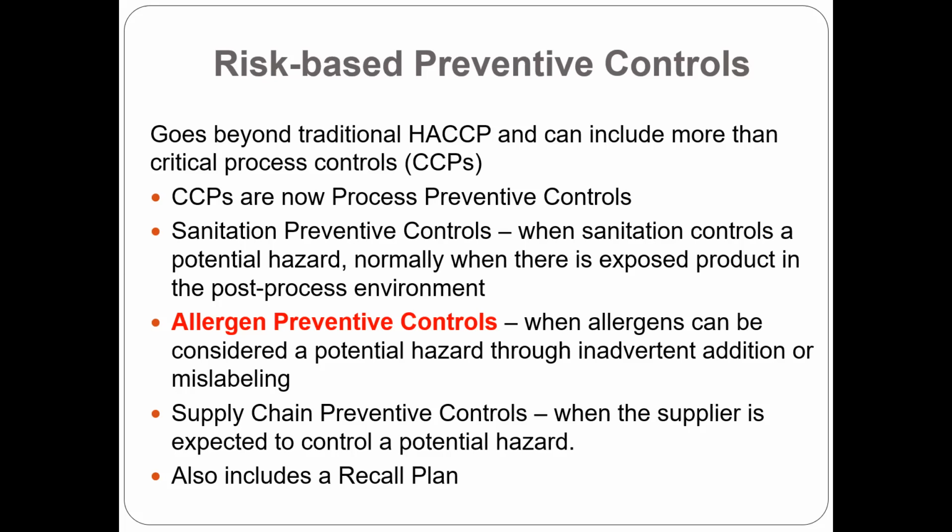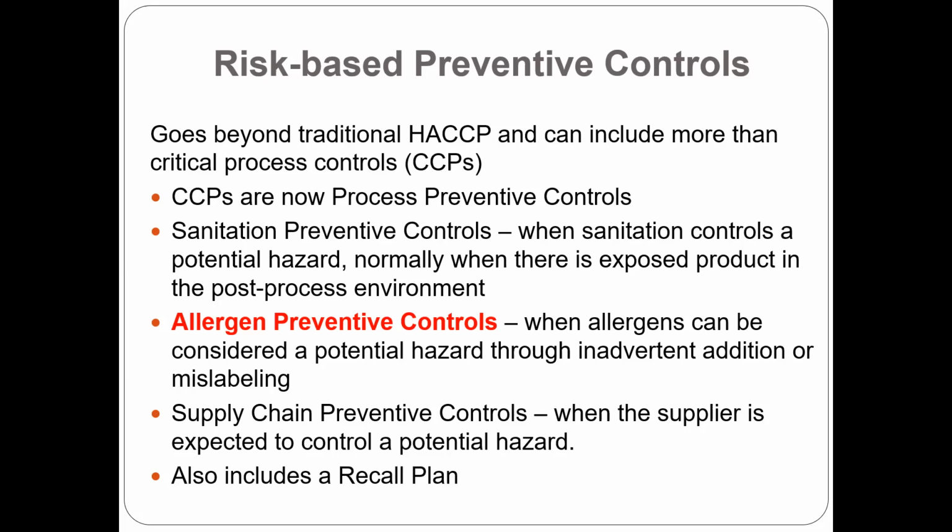You're also going to talk about supply chain preventive controls, where the supplier is expected to control potential hazards. Our previous speaker has already mentioned that. And you also need to document a recall plan. We know that there are 3 levels of recall. Class 1 recall is for a foodborne pathogen, a high risk. Class 2 recall is mainly about an allergen.